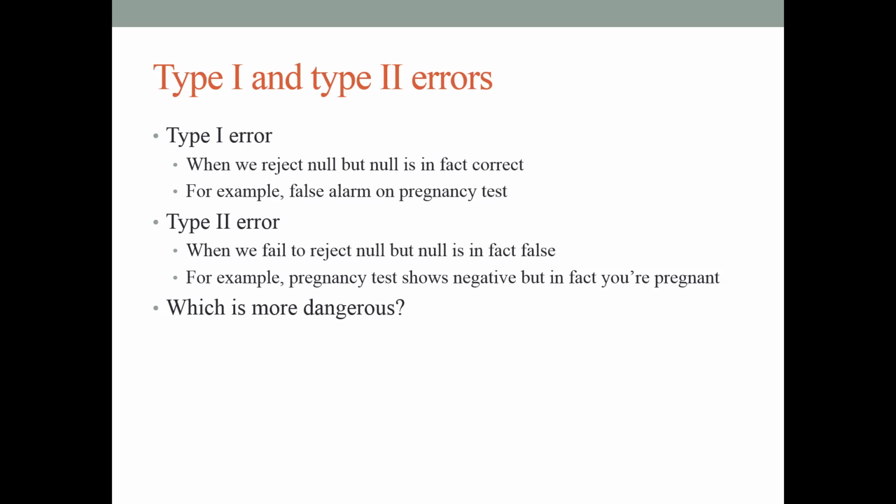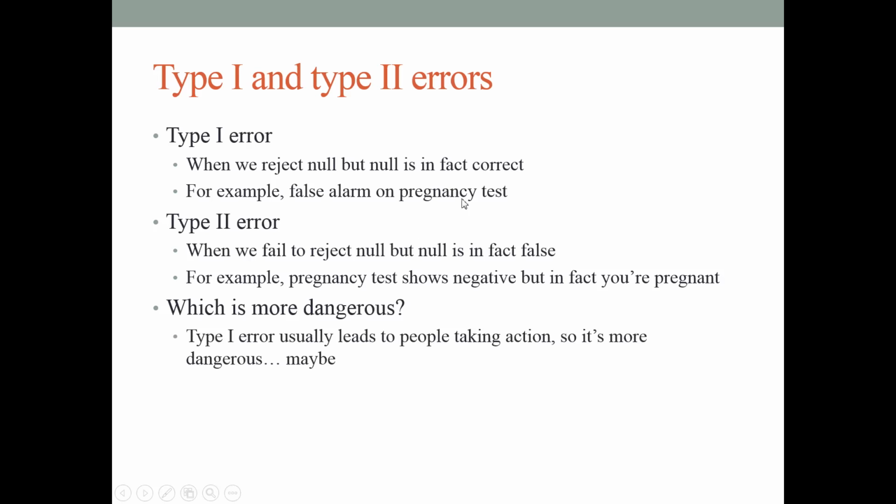Now, which one is more dangerous? We don't like error, right? Now, your book, the textbook, and some other people will say this. Type 1 error usually leads to people taking action. So, for example, you think you're pregnant, you probably start buying clothes, crib, whatever. So they think it's more dangerous. Okay, that's what they think. It's kind of like you imprison an innocent person.